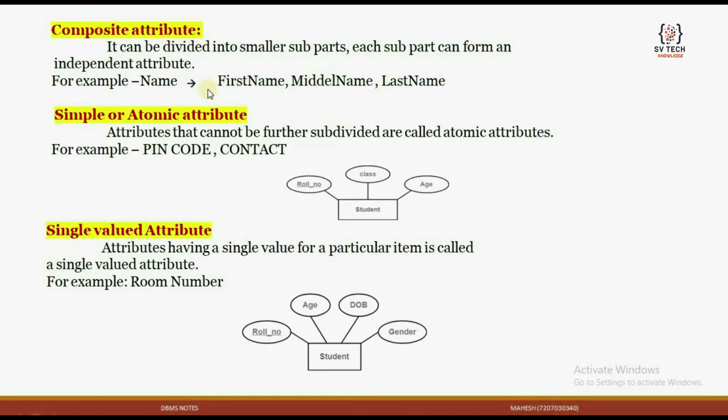We can take another example, address. We can divide it into city, state, pin code and house number. Like this, if we can divide an attribute into subparts, then it is called a composite attribute.